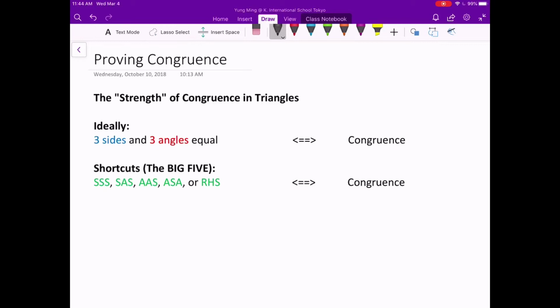Alright guys, welcome back. Today we're going to talk about proving congruence. So we'll be proving formally from now on for many days, including congruence and similarity. So let's start with congruence.